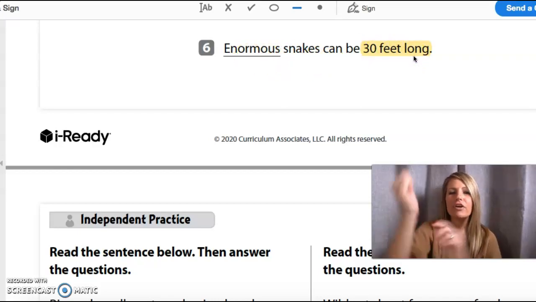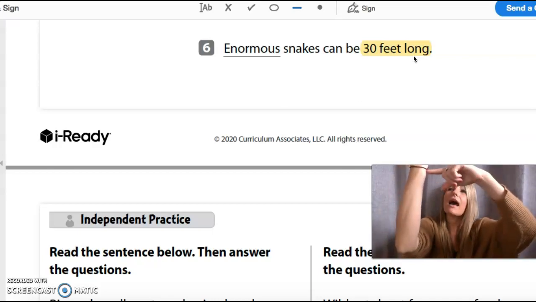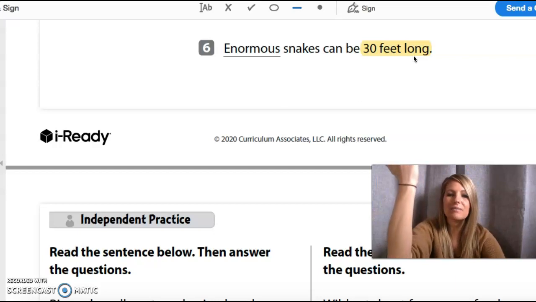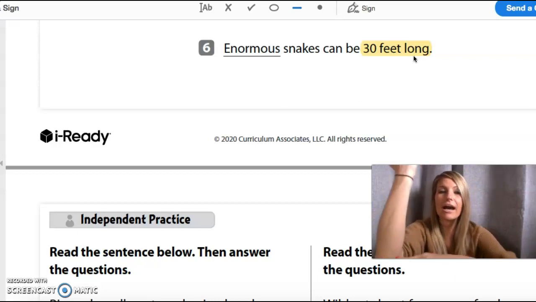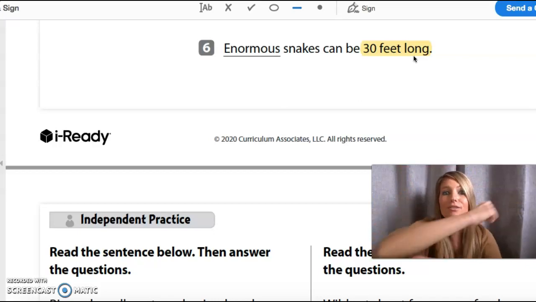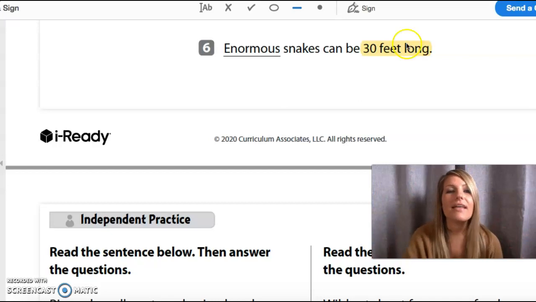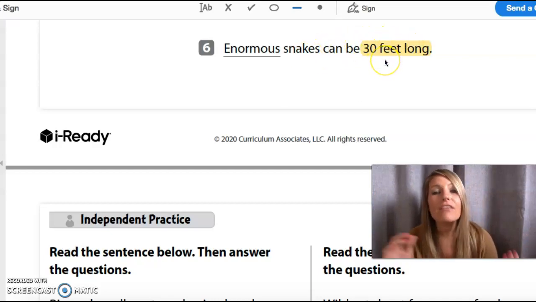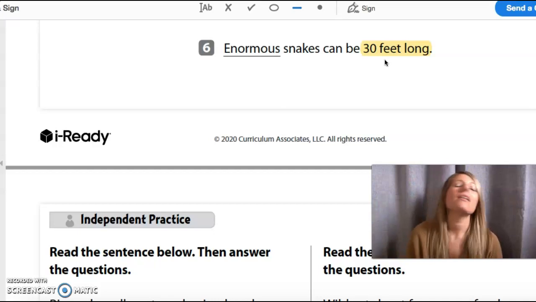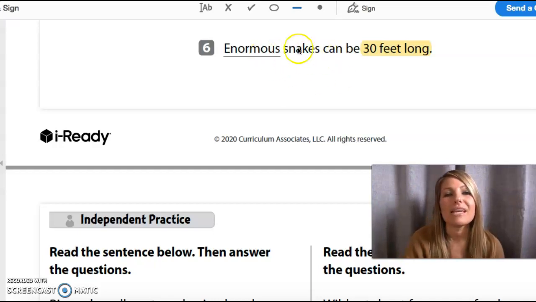Well, friends, a foot is about the same length as your wrist all the way to your elbow. That's about 1 foot. Can you imagine how long it would be if you put together 30 of those feet? That would be pretty long. So I'm guessing that if a snake is 30 feet long and it's enormous, I'm assuming that the word enormous means large or very big.